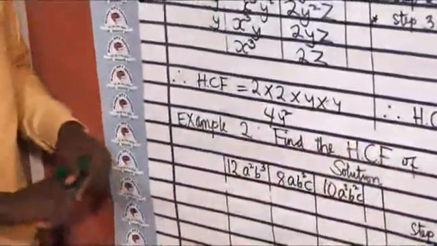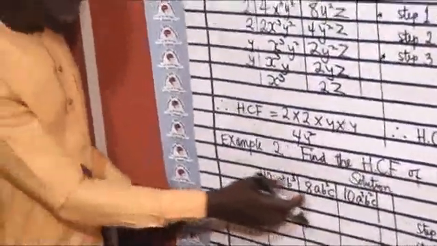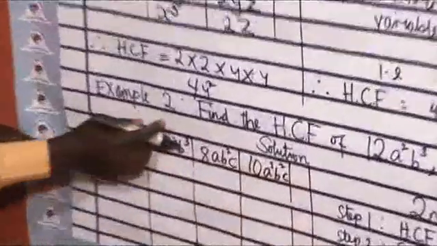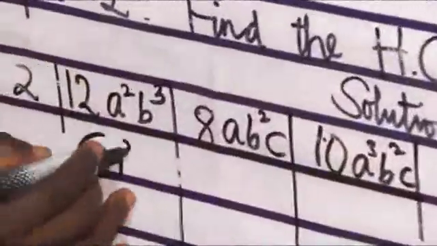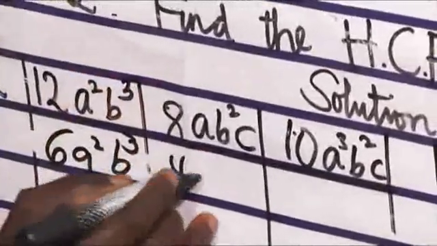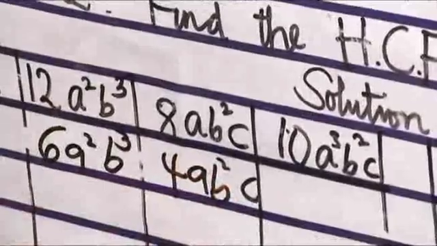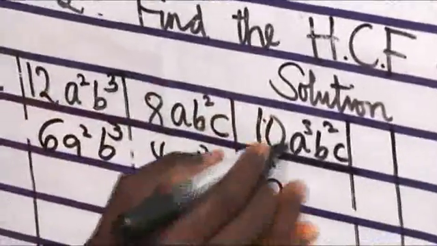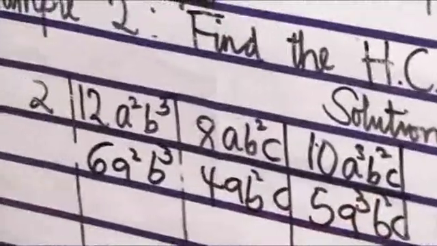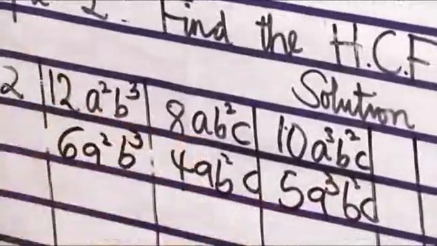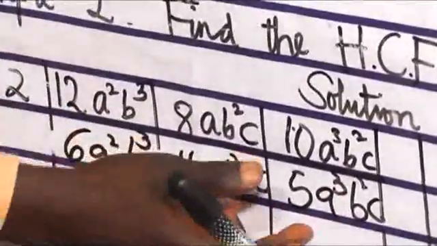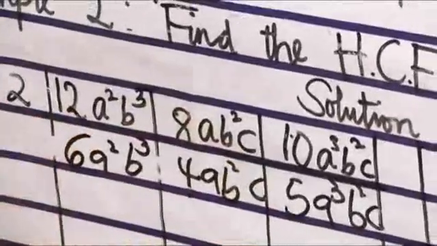So check what is common. What number can I divide 12, 8 and 10 by? We have 2. 2 in 12 will be 6, a squared, b cubed. Then 2 in 8 is 4, ab squared c. 2 in 10 should be 5, a cubed, b squared, c. Okay, so check again. 6, 4, 5. Is there a number that can divide all of them without a remainder? 2 can go here, 2 can go here, but cannot go here. It means you forget about the numbers.